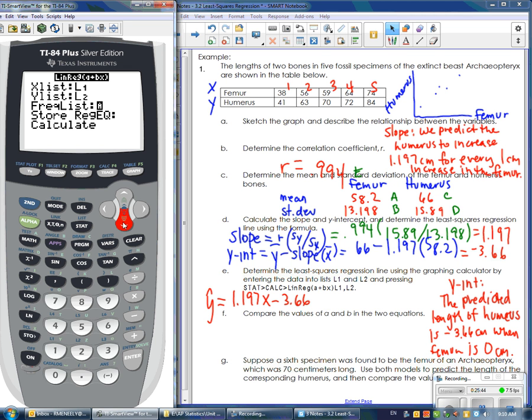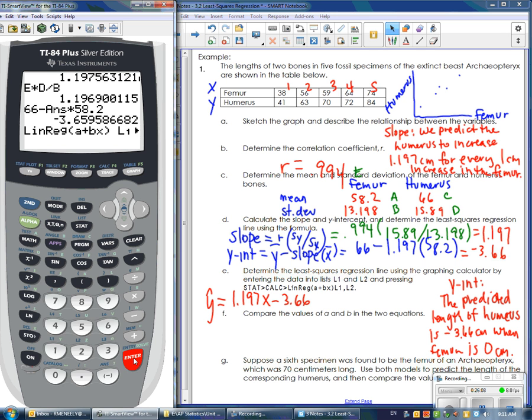I usually, after you've identified the x values and the y values in the appropriate lists, I like to store the equation in y equals. So when you get to the store regression equation, if you hit the vars button, I basically want to store it in y equals, so I'm going to go to a y variable, y equals, those are all functions, and then I can select the equation where I want to paste it. And so if I press enter, that gives me the equation of my line.